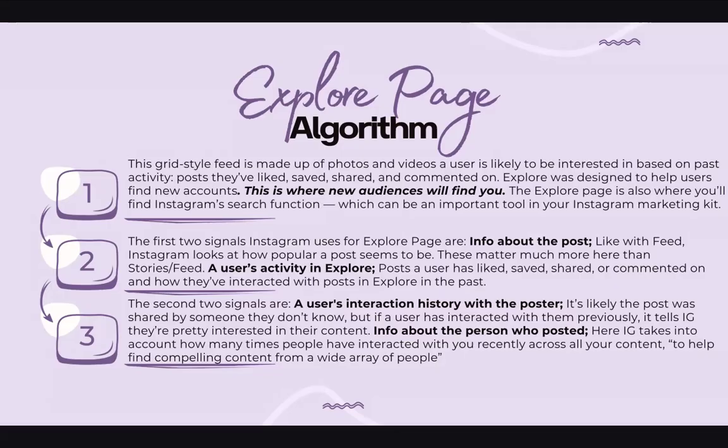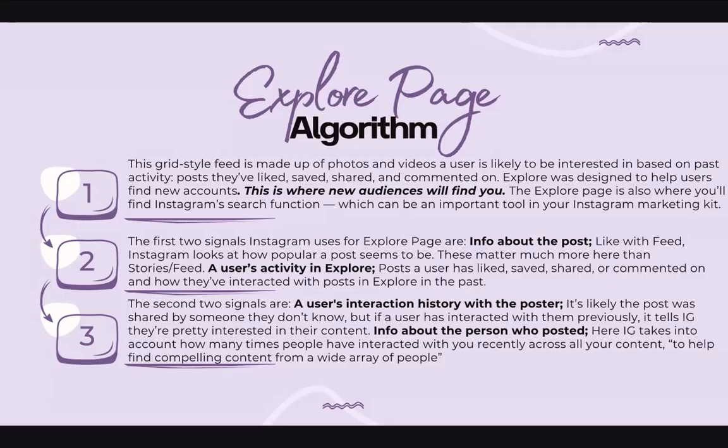This was designed to help users find new accounts. So, this is where a new audience will find you, right? This is most likely where people are going to find you. This and the Reels algorithm, okay? This is where you can use the Instagram search function. So if you're looking for something specific, this is where you can go search something. This is also where you want to make sure you're having certain SEOs in your content, so search engine optimization, right, using keywords, things like that that people are going to search up, because when they search it up, that is where that content is going to show up, right? Which, like I said, can be important in your Instagram marketing kit.